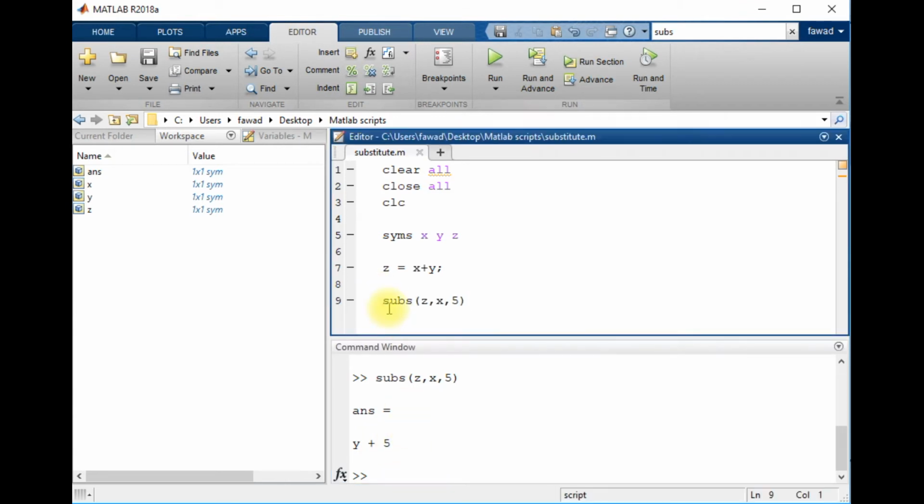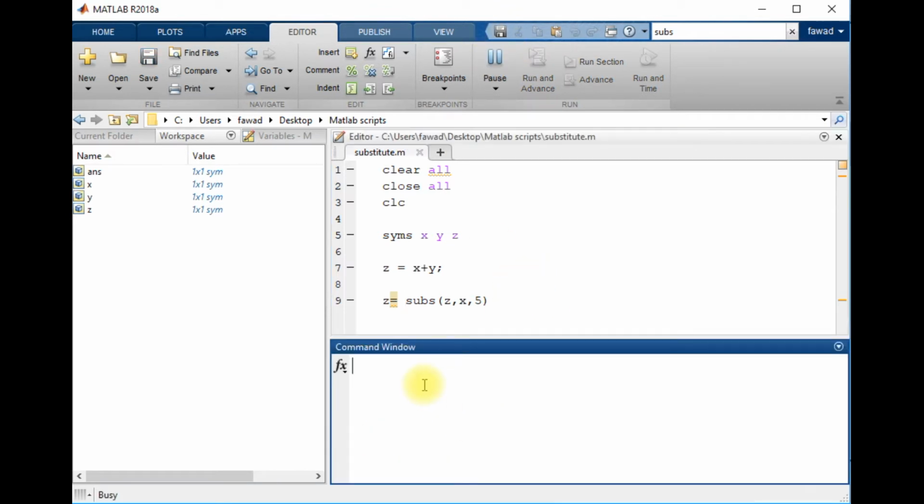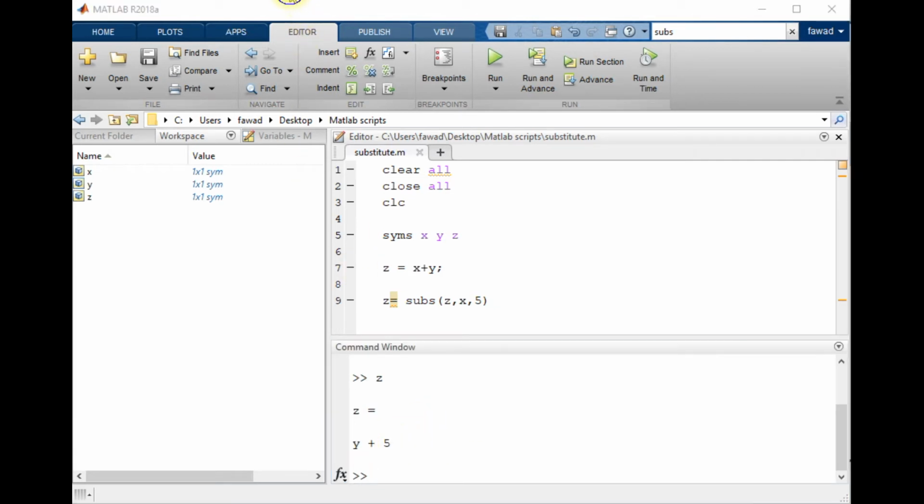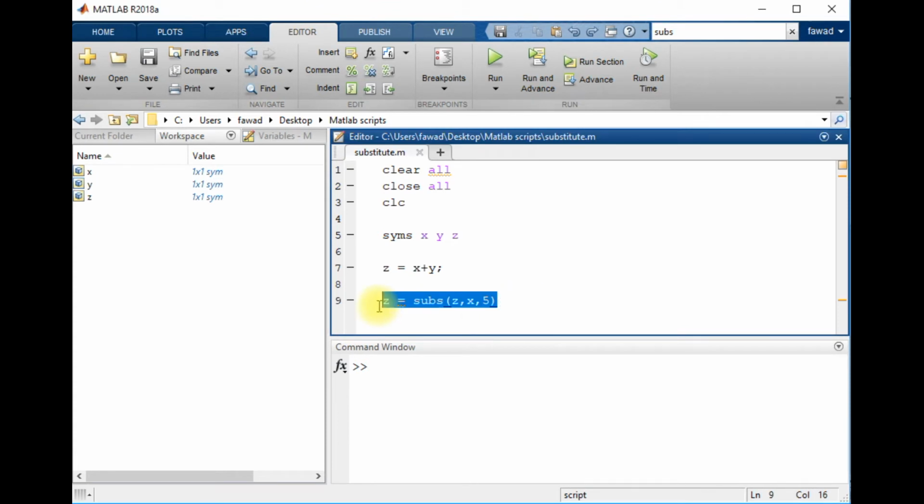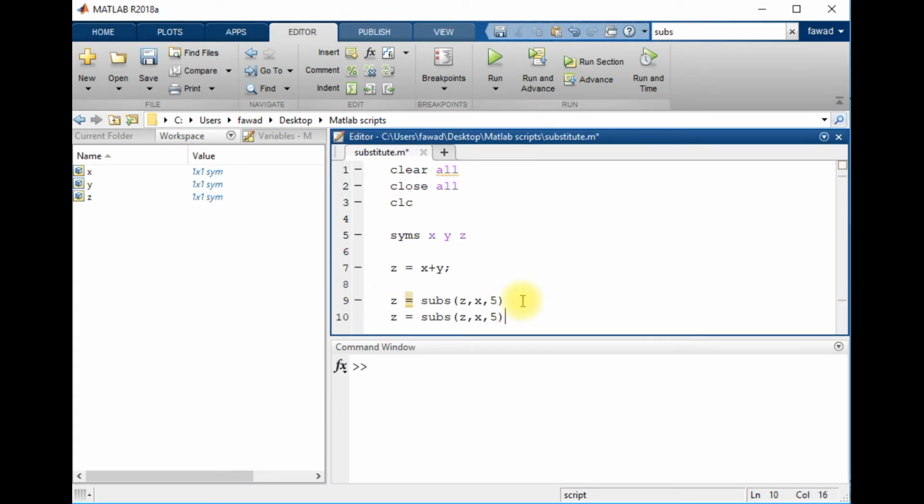I can even write that z is equal to subs z, x, with 5. Now you can see that when I write z, the result will be y plus 5. Similarly, I can insert the value of y also in the expression, like for y I am going to insert the value 7, so z is updated with the symbol y.